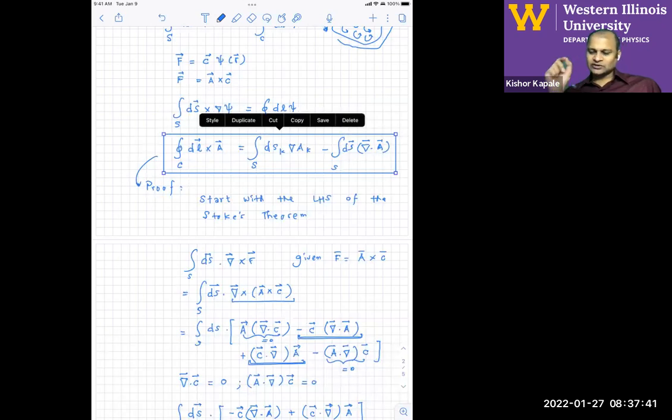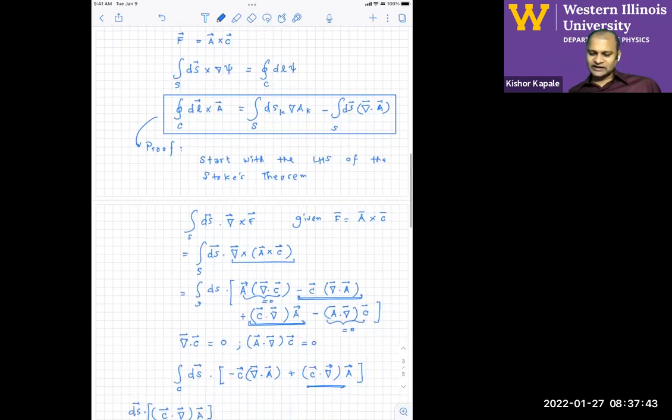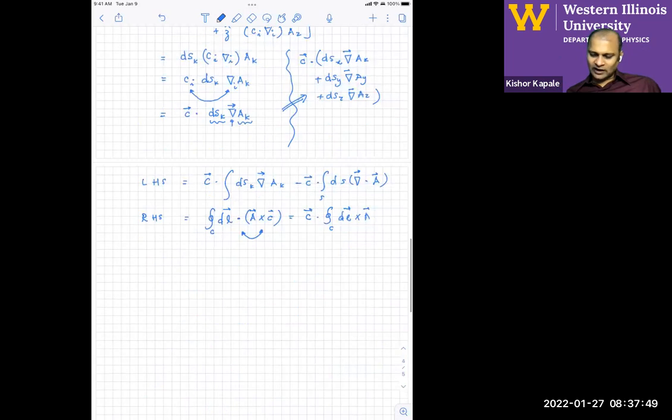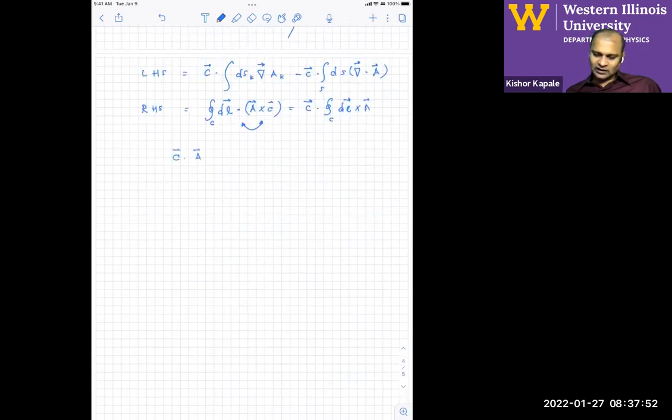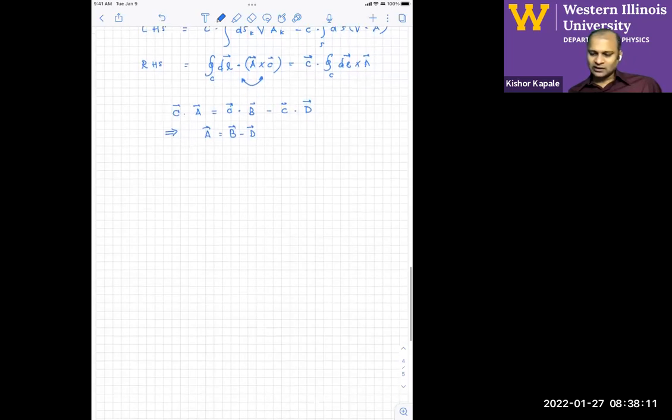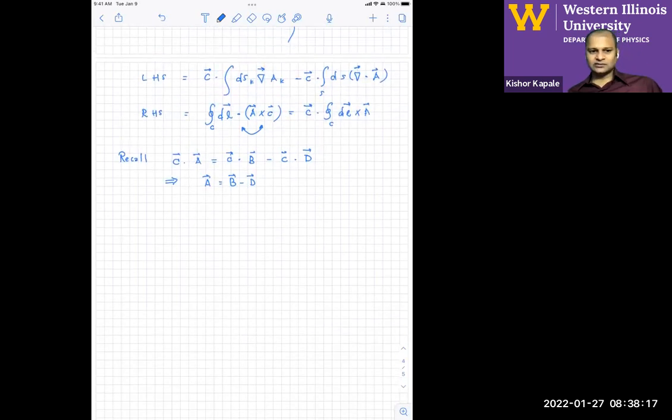Remember, each one of those terms is being dotted with C vector, the constant vector, from the left side. So we can get rid of all of those. And if you have C dotted with A equal to C dotted with B minus C dotted with some vector D, then this is going to imply essentially that vector A is equal to vector B minus vector D. That's what we are using to go from these two relations to the one that we had earlier. Everybody with me so far?